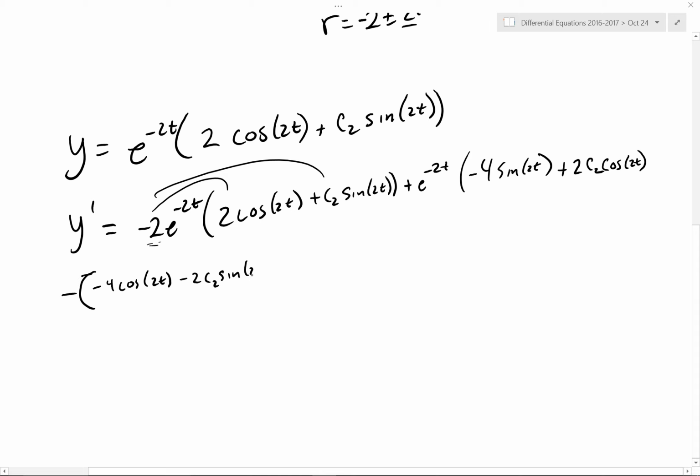sine 2t, right? And then again, just forget about this e to the negative business. I'll just add those up. So it's going to be negative 4 sine 2t, and then plus 2c2 cosine 2t. And if you distribute the negatives through, that becomes positive, positive, positive, negative. So I want this guy minus the original function. And again, ignore the e to the negative 2t for right this instant, because everyone's got one, so it's all the same.